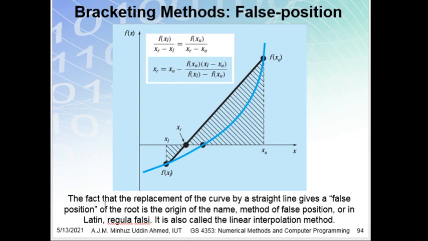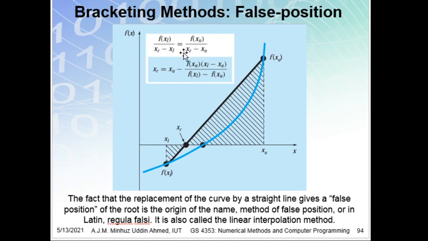And the fact that the replacement of the curve by a straight line gives a false position: this is a curve function originally, but we are connecting it as a straight line, as you can see. So replacement of the curve by a straight line gives a false position. This xr of the root is the origin of the name of the method of false position. That's why we call this the false position method, or in Latin, Regula Falsi. It is also called the linear interpolation method, as we are interpolating linearly like this. This is a linear interpolation equation.